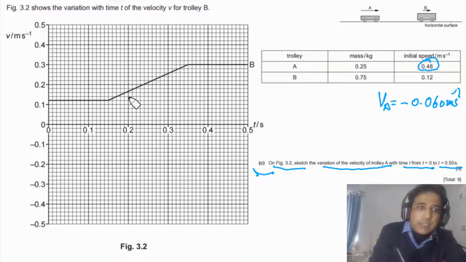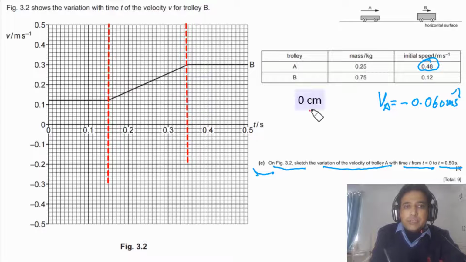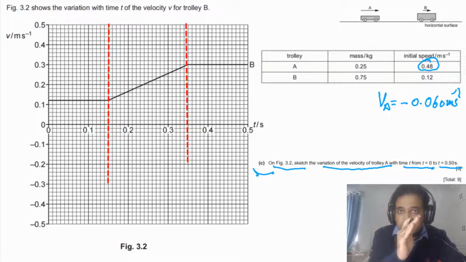And the collision is taking place here, so we can draw the line. So the collision is taking place here. It started here and collision stopped here. So at this point it stopped. So here collision is taking place. So it means before collision and after collision, velocity of trolley A is constant.